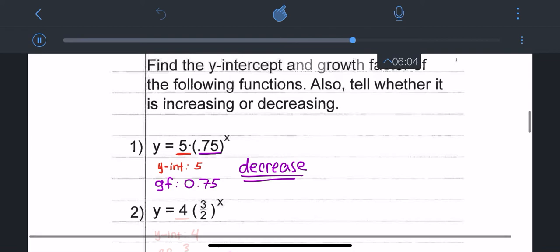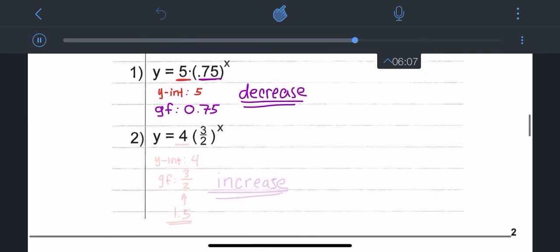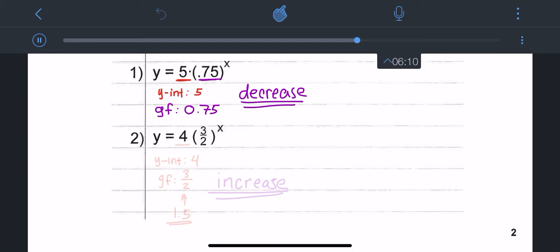So number 2, very similar. What is our y-intercept, or our starting value? Well, our starting value, y-intercept, is 4. And our growth factor is 3/2. Now, you might be tempted to say that this decreases because 3/2 is a fraction. Remember, I said fraction less than 1. Okay, 3/2, if you put 3 divided by 2 in your calculator, is 1.5. So that is bigger than 1. So even though it's a fraction, it's bigger than 1. That means this function is increasing.